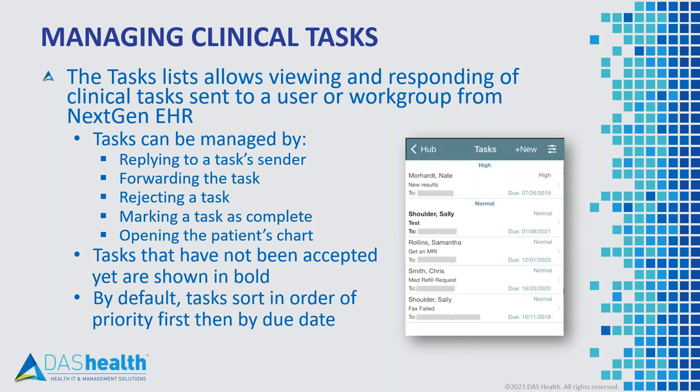Any tasks in the list that have not been accepted yet by this provider that's logged in are going to be shown in bold, so it quickly shows you what hasn't been addressed yet. And to bring those tasks that probably need attention first, so typically the oldest or high priority, this list is defaulted first by priority, so those high are going to be at the top, and then by due date.